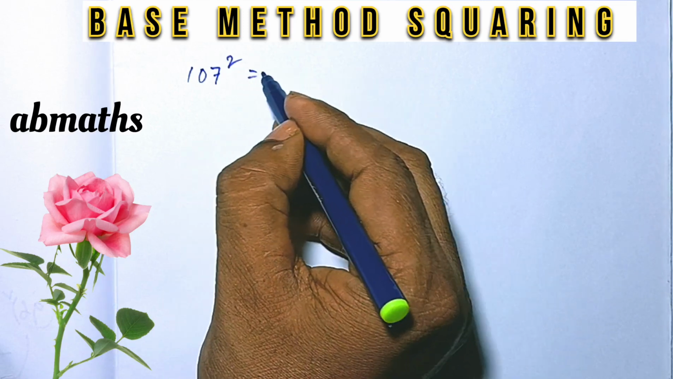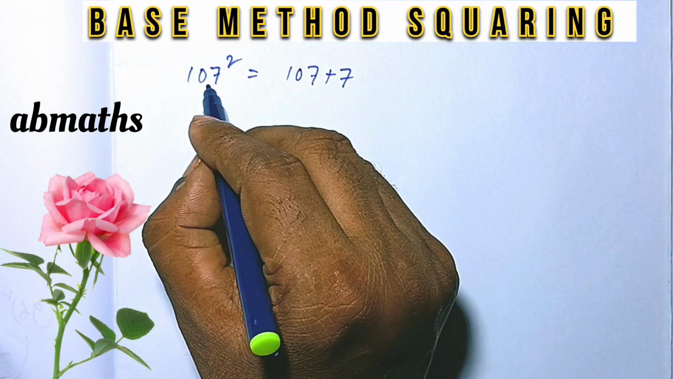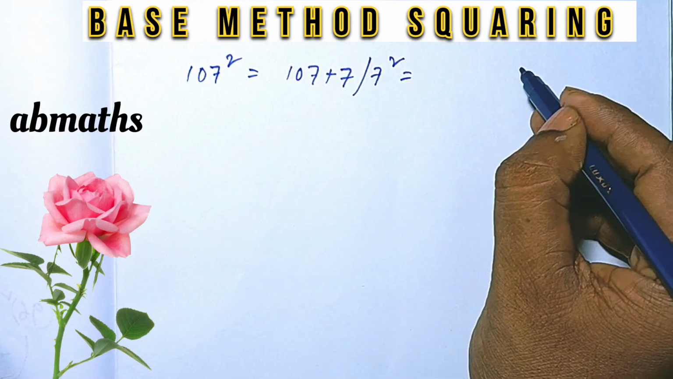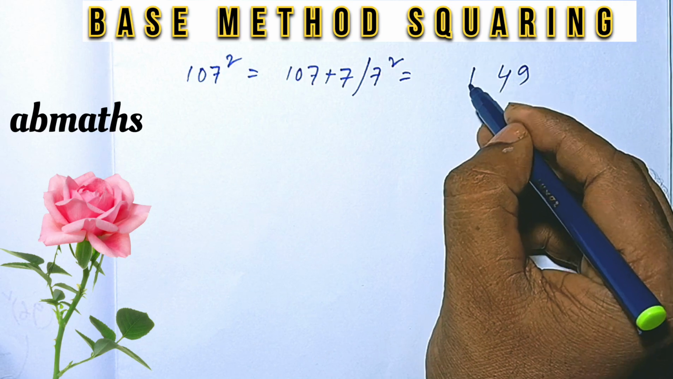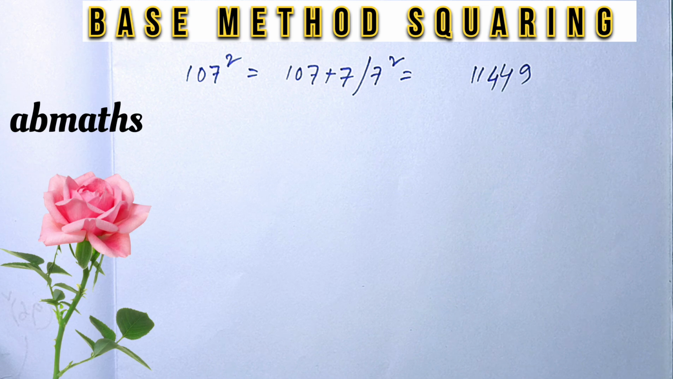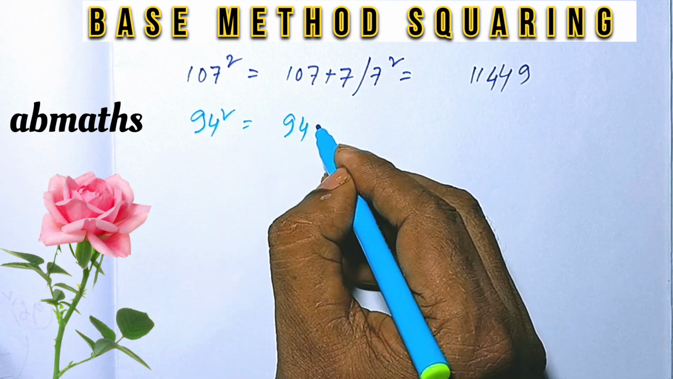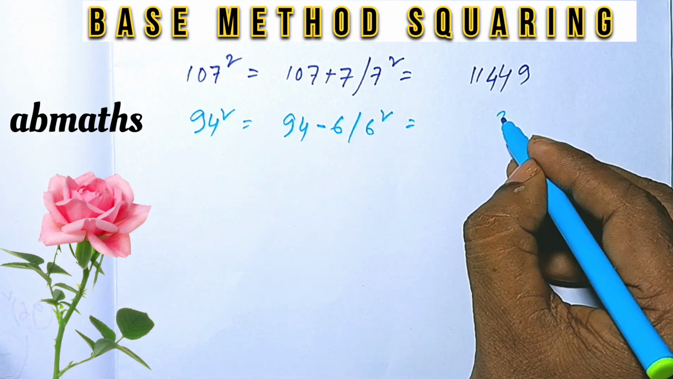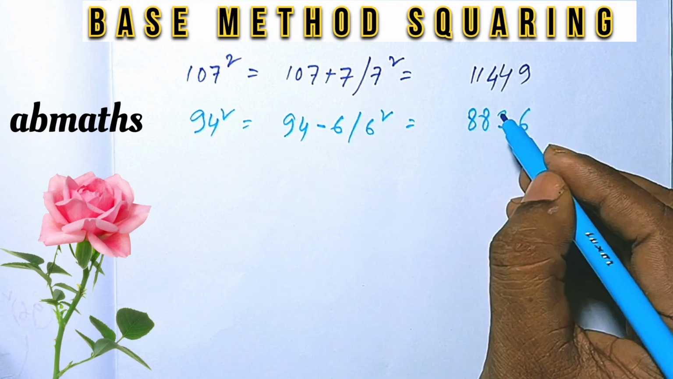Suppose 107 square, we'll write it as 107 plus 7. Since it is extra, we'll do plus 7. 7 square is 49, and 107 plus 7 is 114. We can check for 94 square also. So 94 is 6 away, that means we have to subtract it, and it is 6 square here. 6 square is 36, and 94 minus 6 is nothing but 88.